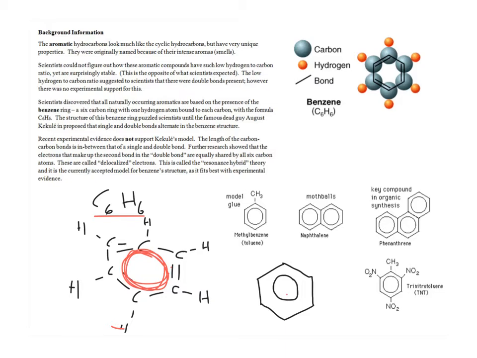Now, anything with this present is an aromatic compound. So model glue, methylbenzene, has a benzene ring, it's aromatic. Mothballs has 2 of these, it's aromatic. Here's a key compound in organic synthesis, 1, 2, 3. It has 3 of these structures, it's aromatic. TNT has 1 of these structures, it's aromatic. In order to be aromatic, it needs to have a ring like this present in its structure.